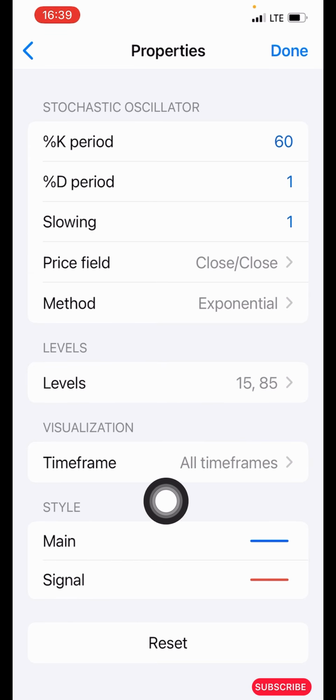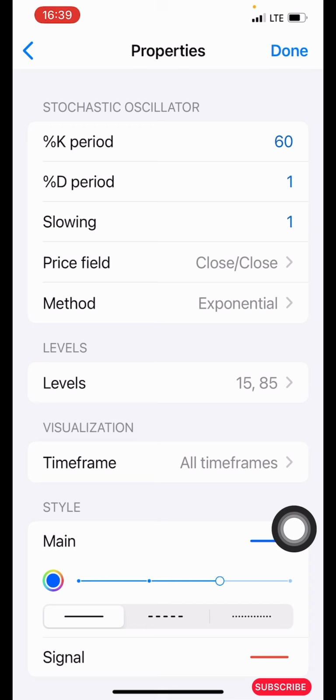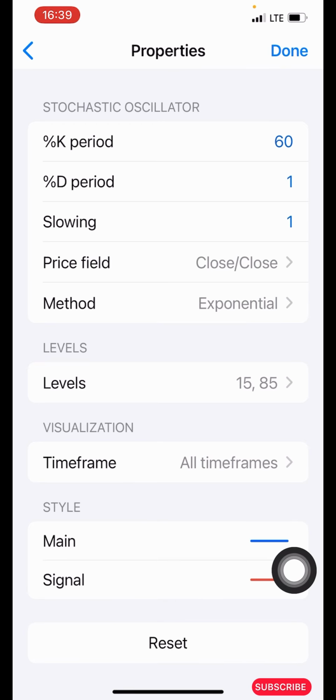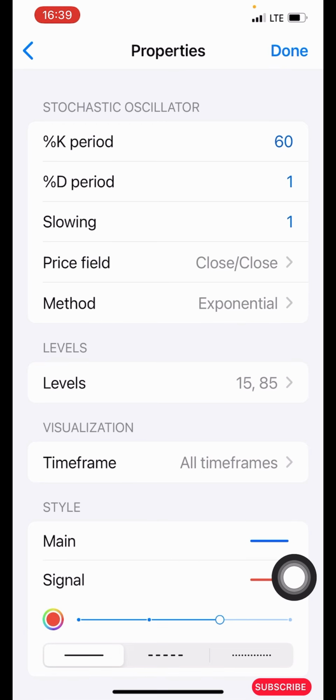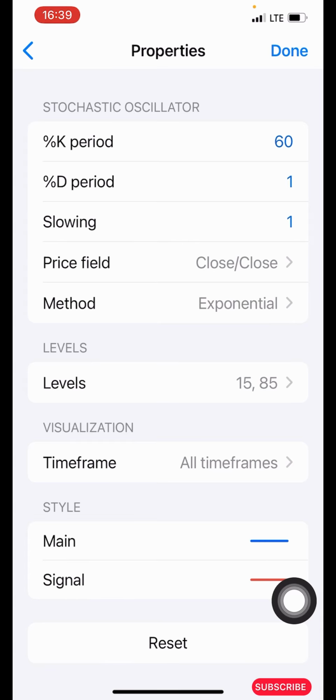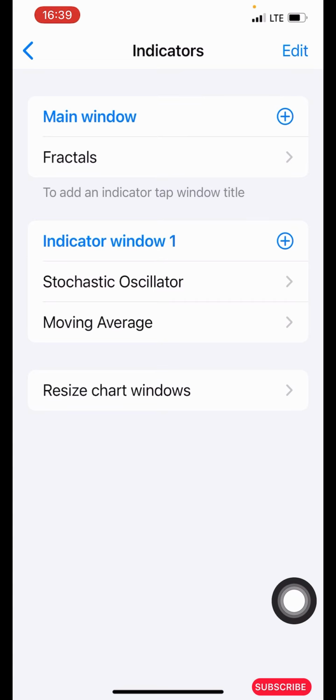Now the next thing we have here is the time frame, which you are going to leave on all time frame. Now under the style, we have the main and the signal. All right, so for the main, you make the color gray, the color blue, you make it 3 pixel. The signal, you make it color red, you make it 3 pixel. After that you click on done, right?